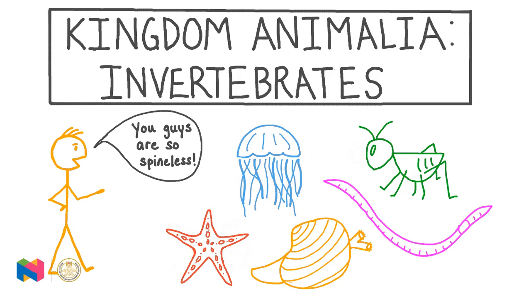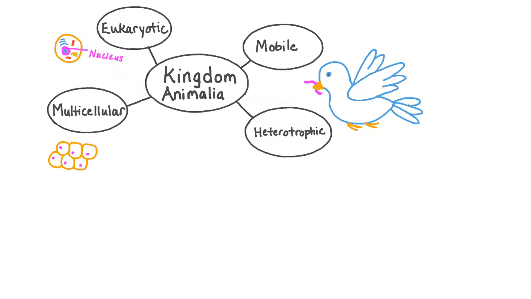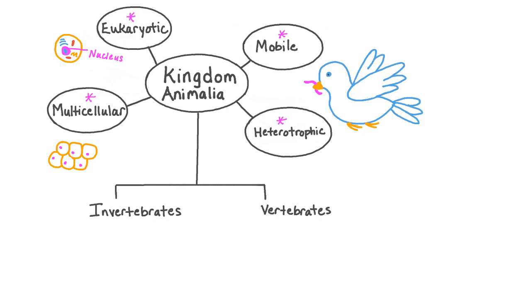In this video, we will learn what it means to be an invertebrate. We will then take a closer look at the characteristics of invertebrates that are classified into 8 different phyla. All members of kingdom Animalia are multicellular, eukaryotic organisms. They are mobile for at least one stage of their life and are heterotrophic, which means they consume other organisms to get their nutrition. Animals can be divided into 2 major groups.